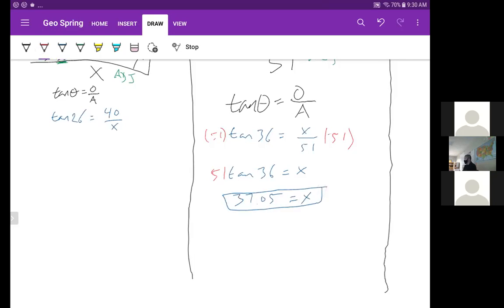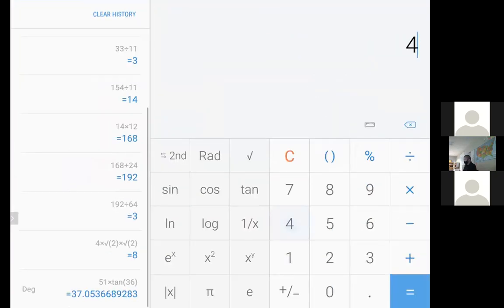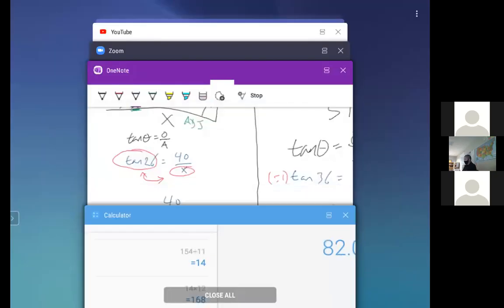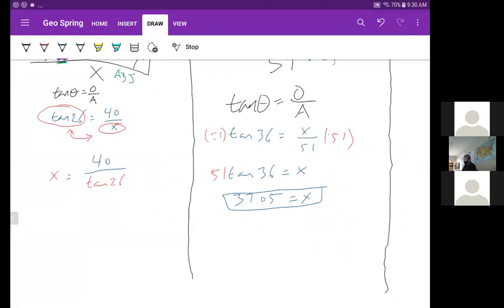For this one on the left, I'm just going to show you the shortcut. Here's the shortcut. You take this, and you take this, and you switch them. So what you have now is x equals 40 divided by tangent 26. You can only do this if x is on the bottom. And then now you can plug it in the calculator. 40 divided by tangent 26, 82.01. X equals 82.01.